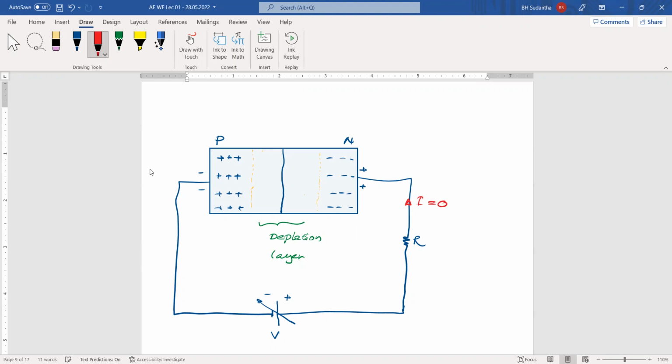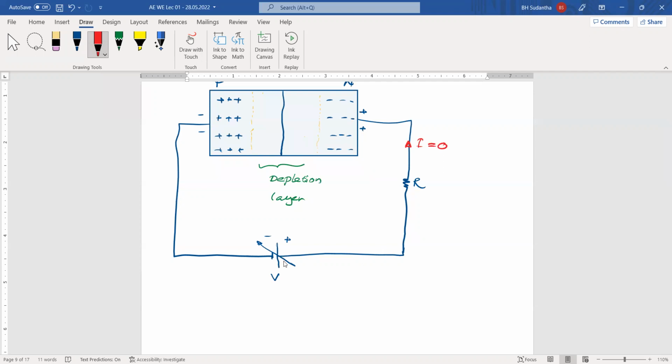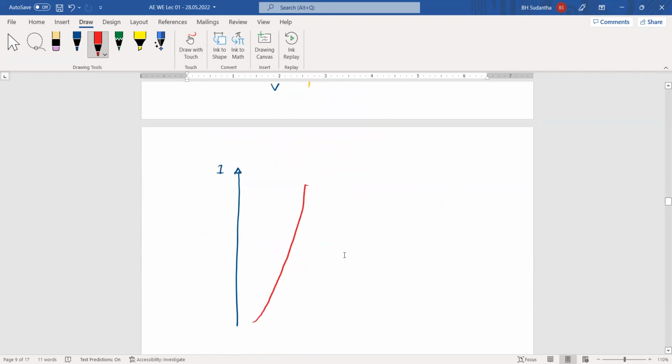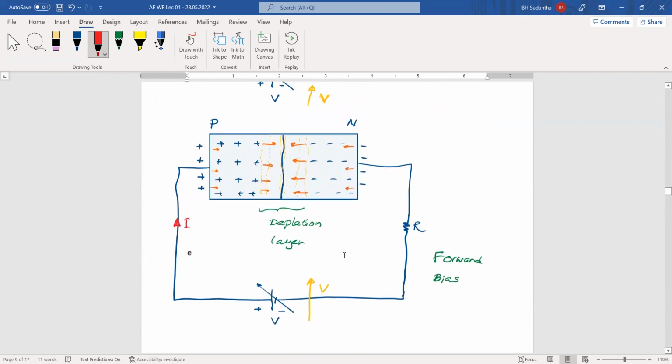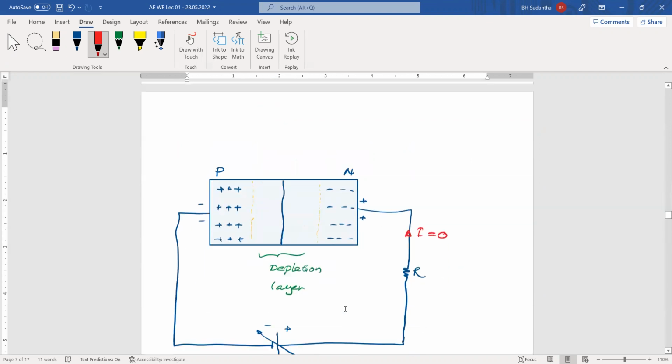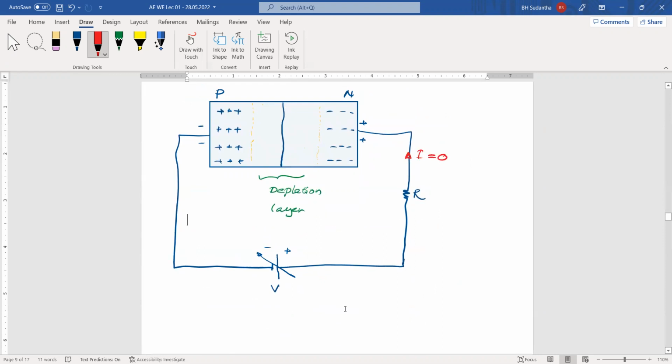No conduction is possible. When we apply the battery like this, we say this is the reverse bias of the junction. In the earlier case, we applied positive to the positive terminal and negative to the negative terminal, then the current goes through the junction, and we say this is forward bias mode. But when we apply the voltage in the other direction, we say this is reverse bias mode. In reverse bias mode, you can see that there is no current going through.